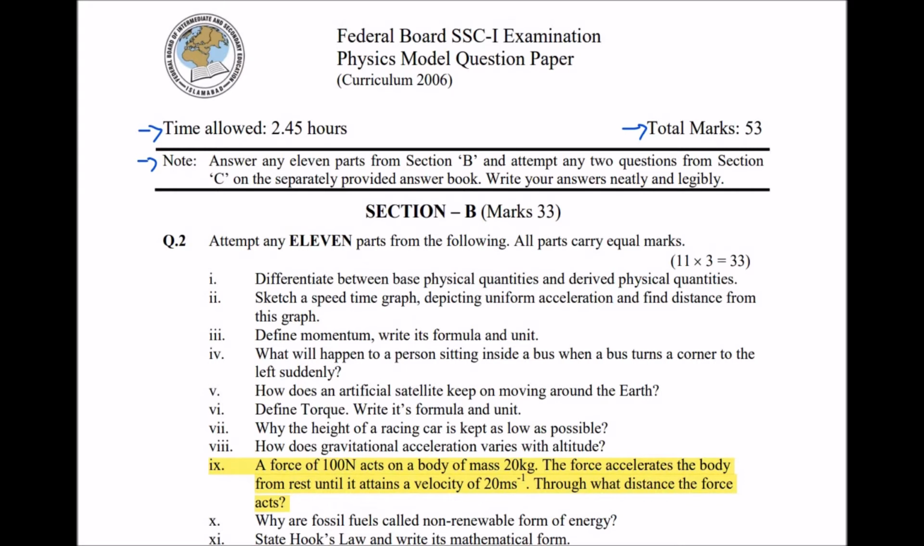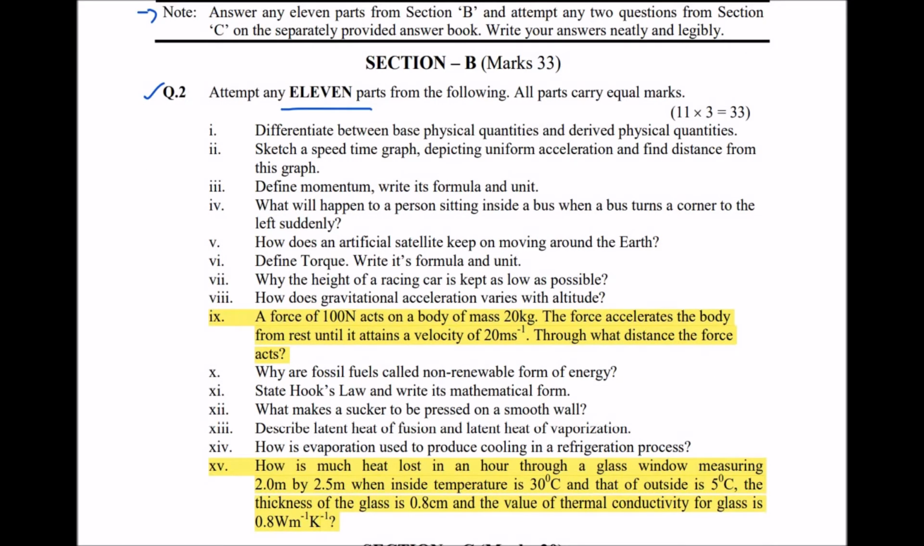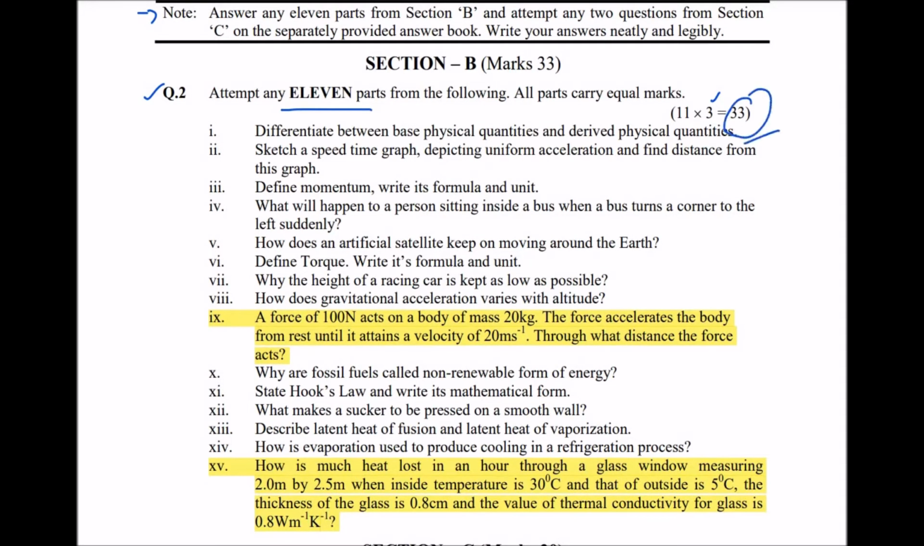Look at this question number 2, section B actually. You have to attempt 11 parts. And how many questions you have? So you can check, we have 15 questions in this section. So 4 questions are in choice and 1 question carries 3 marks. So 11 questions, your score would be 33.